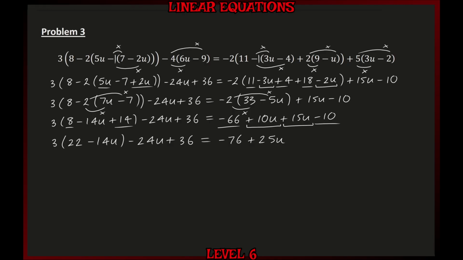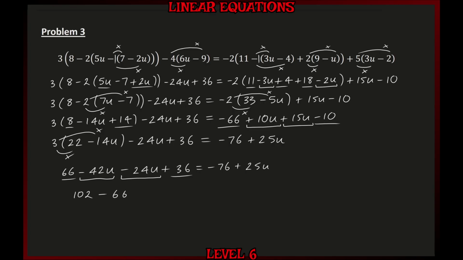We can now expand our final bracket on the left. So 3 times 22 is 66, and 3 multiplied by minus 14 is minus 42u. Minus 24u plus 36, and on the right we still have minus 76 plus 25u. We can now collect the like terms on the left. So 66 plus 36 gives us 102, and minus 42u minus 24u gives us minus 66u, and that's equal to minus 76 plus 25u.